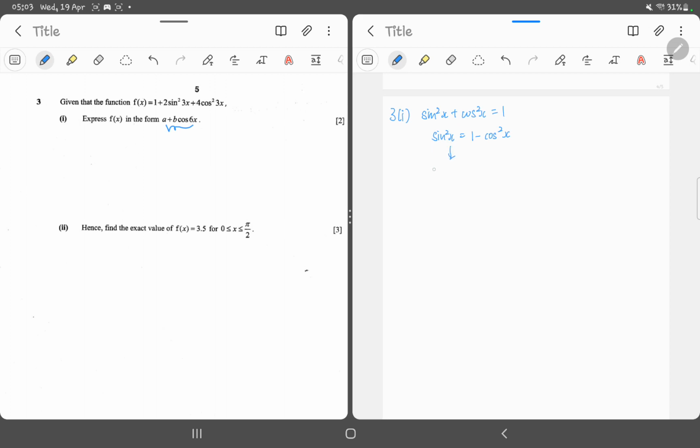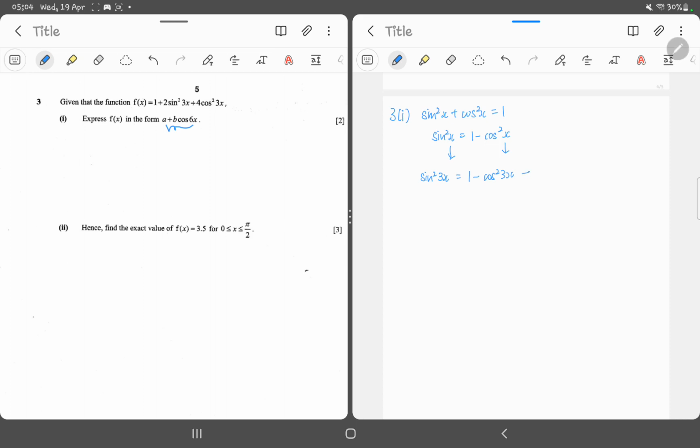We can write this equation, and it is also true if we replace x with 3x. So sine square 3x equals 1 minus cosine square 3x. This is perfectly fine, and the same goes for the formula sheet and your other trigo identities. You can do this type of replacement and the equation still holds true.